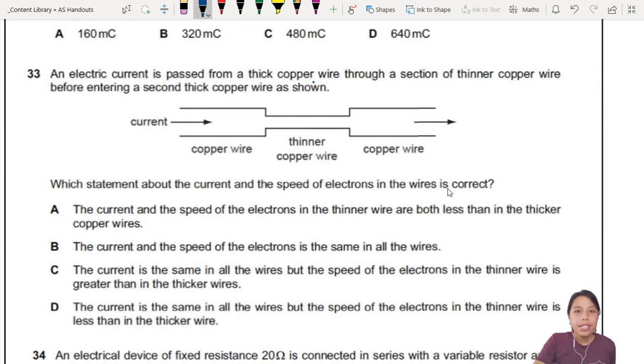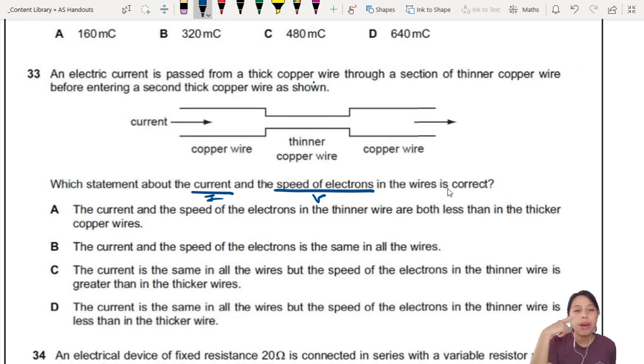But here, you have an electric current going through a very funny shaped wire. See, got section one, the middle a bit thin, the outside a bit thick. So you have a thick copper wire, thinner copper wire, and then thick again. A current flowing through. Which statement about the current I and the speed of electrons, like the drift velocity, V, is true in the wires? Let's write this below.